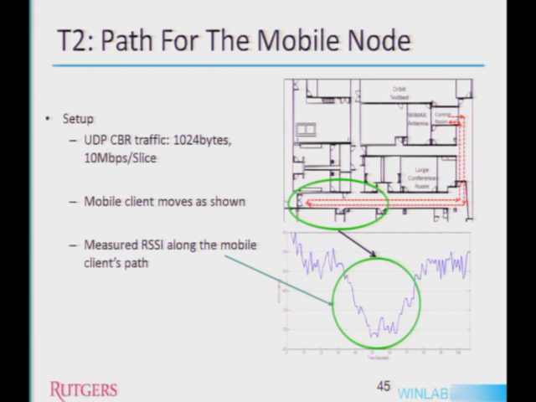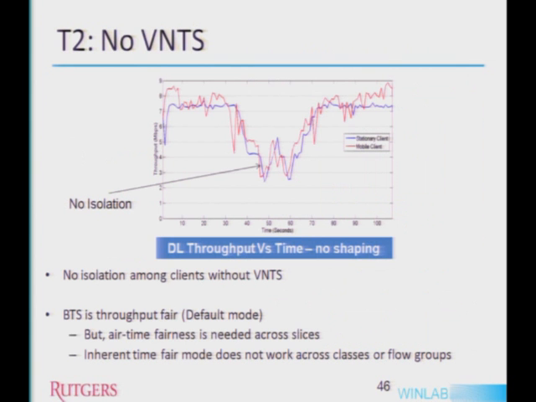The static client is kept in the orbit control room where there is very good wireless coverage, and the mobile client is moving along this trajectory, and this is the measured signal strength along this path. What we want to see is when the mobile client goes into bad coverage, how does this work? What is the downlink performance?